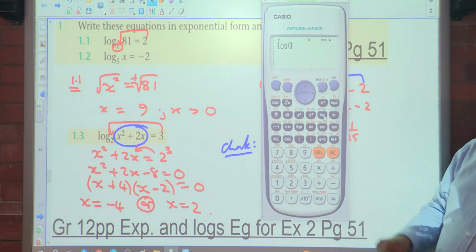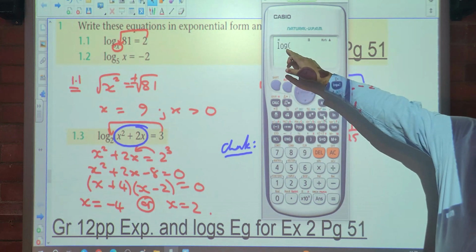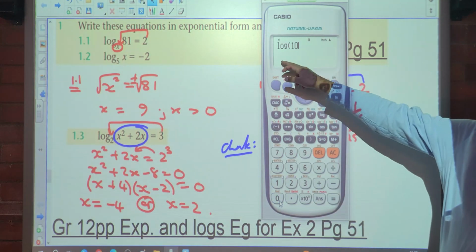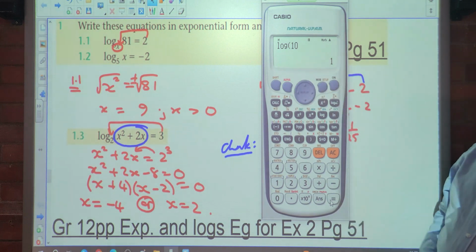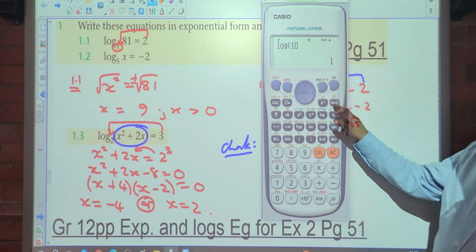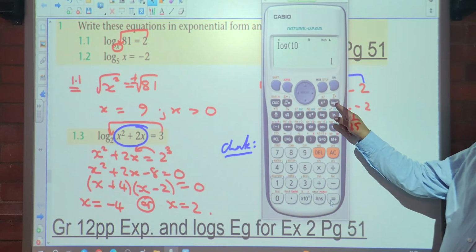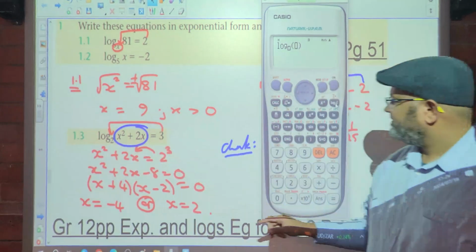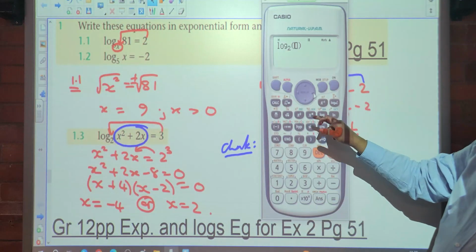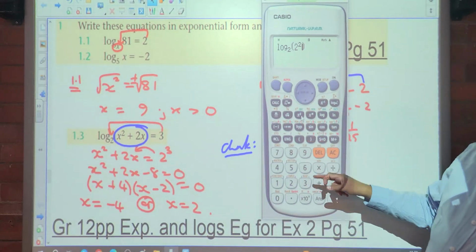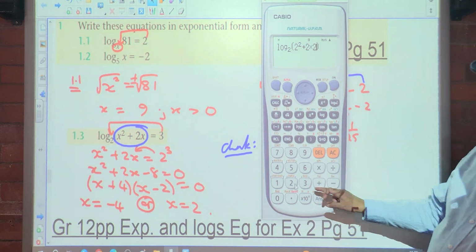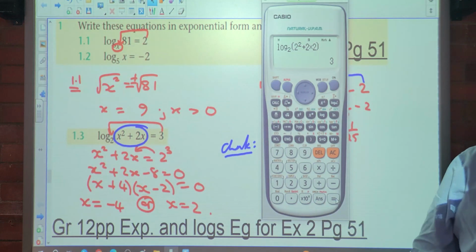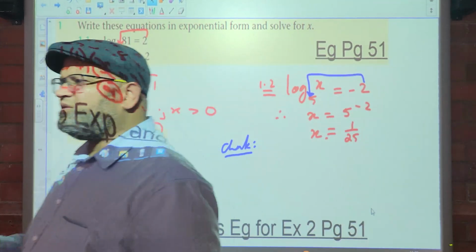There are 2 logs there. People, what's the base on this log here? What's the base here? 10. So what is log 10 base 10? But you see here, there is a log with a variable base. So let's check. It's going to be base 2, and I'm testing for 2. So 2 squared plus 2 times 2. So both work.